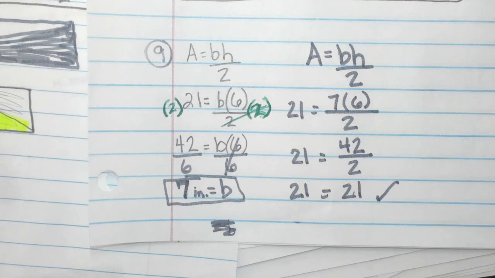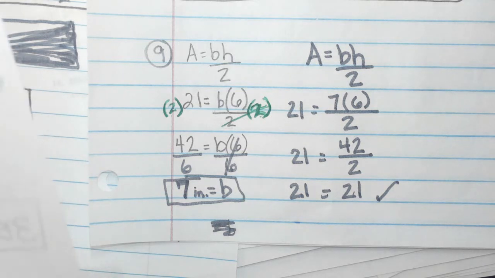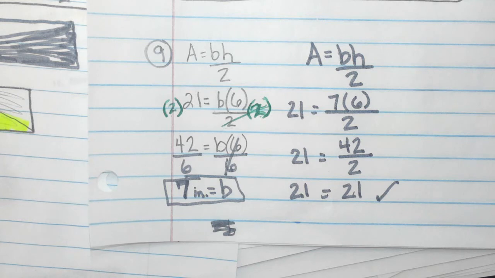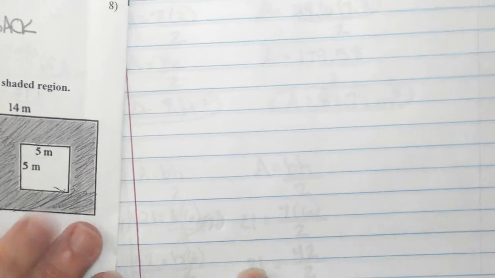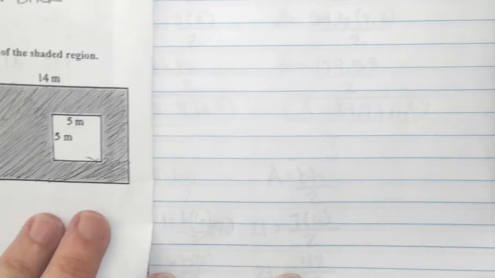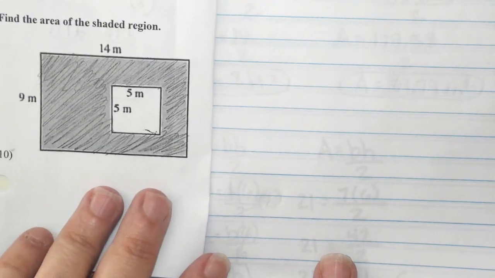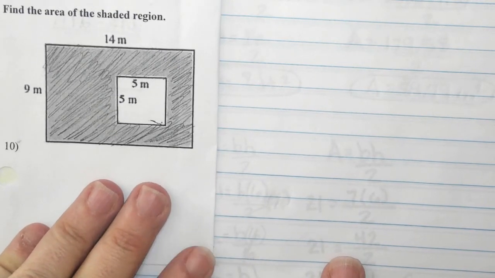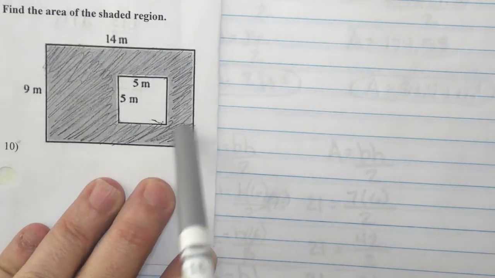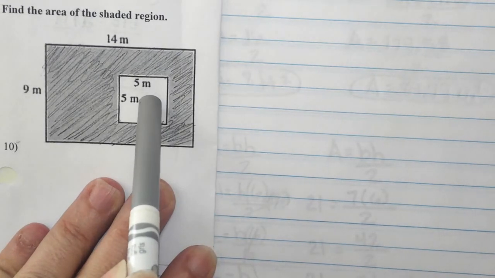Okay, I did number 11 earlier, so I'm going to do number 10 real quick. 10 is a lot like last night's, and I didn't get in class to go over the last 2 on last night's. So it's a good review anyway. On this number 10, they're wanting us to find the area of the shaded region, all this outside. We've got to get rid of this, okay?